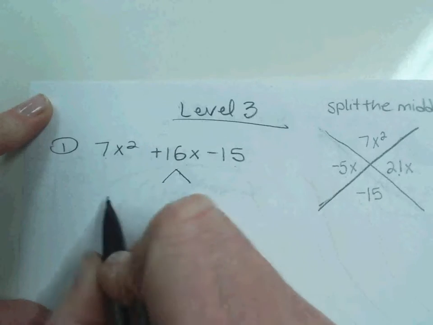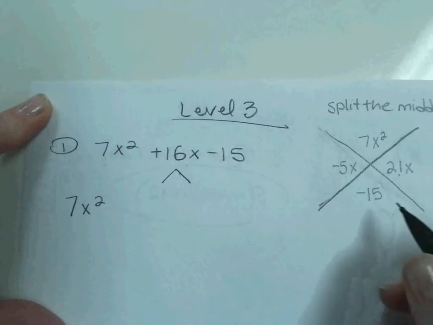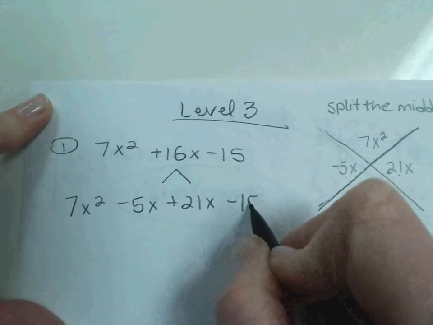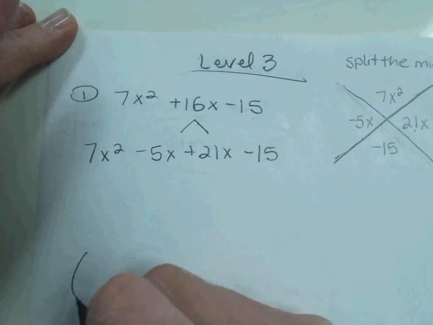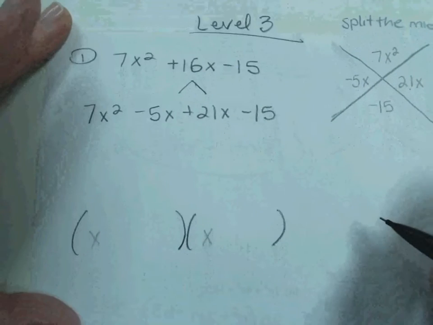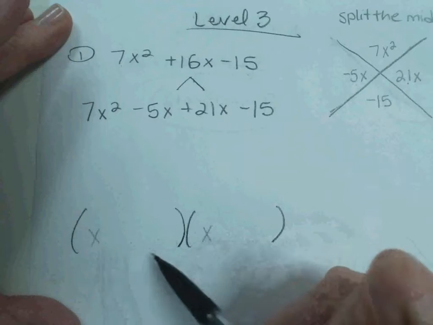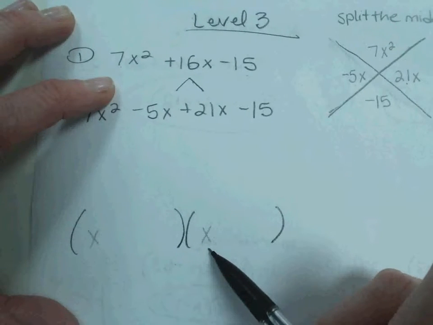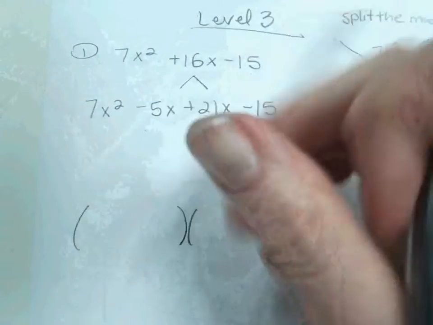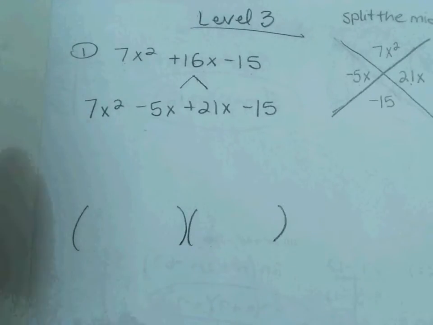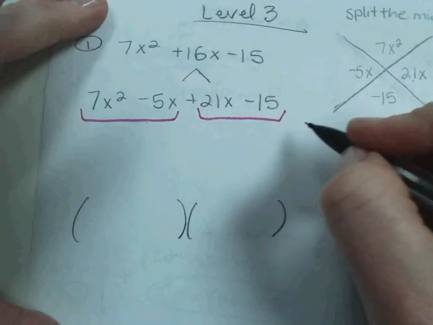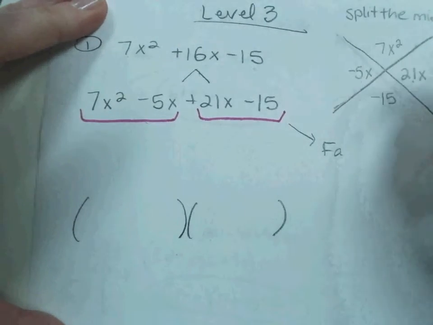So we rewrite this: 7x squared minus 5x plus 21x minus 15. We can no longer just fill in x's here like we have in the previous questions, because x times x is never going to get us 7x squared. So this is a good method for us to figure out what actually does go in those spots. The next step, we're going to look at this as two parts. We're going to factor by grouping.